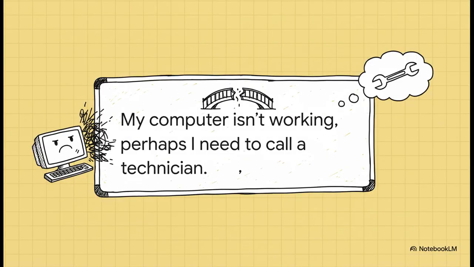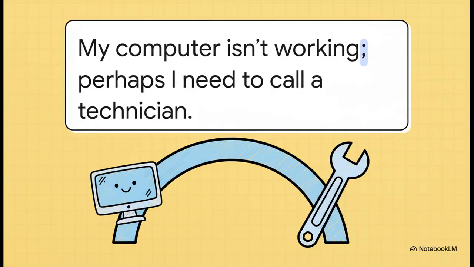Now, let's use it on a comma splice. My computer isn't working, perhaps I need to call a technician. This is such a classic example. Two closely related ideas, but they're joined improperly with just a comma. And the fix is just as clean. You simply swap that weak comma for a strong semicolon. It connects the problem to the potential solution beautifully. See how that works?